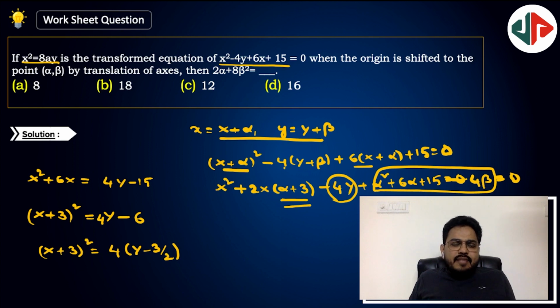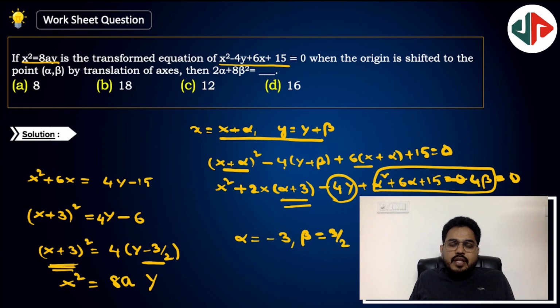So if I take this one as capital X, capital X square is equal to 4 times capital Y. So simply I shifted the origin to alpha is equal to minus 3, beta is equal to 3 by 2. So alpha square, 2 alpha is minus 6, plus 8 times beta square is 8 into 9 by 4. So it will be equal to 18. So the answer is going to be 12. Okay.